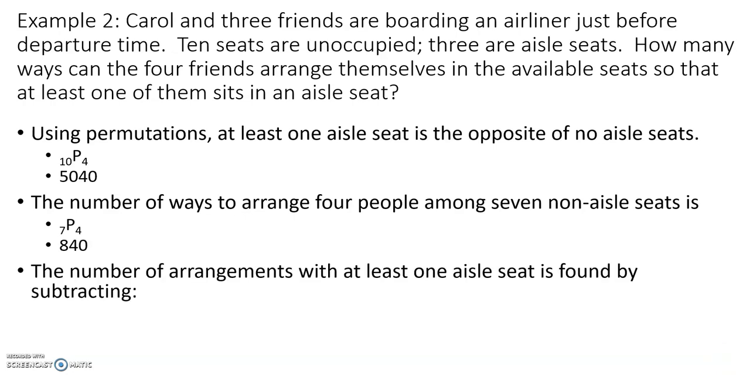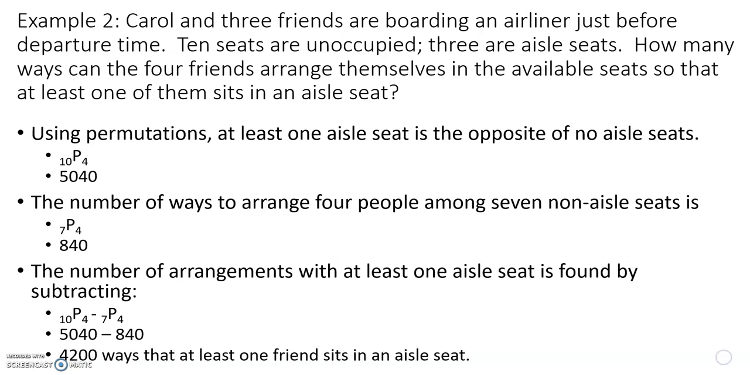The number of arrangements with at least one aisle seat is found by subtracting. 10P4 minus 7P4, 5040 minus 840 is 4,200 ways that at least one friend sits in an aisle seat.